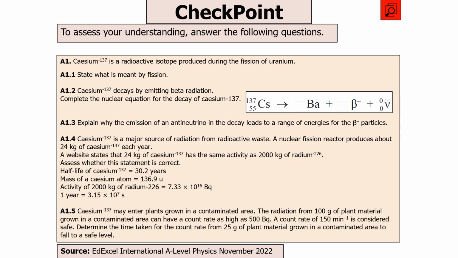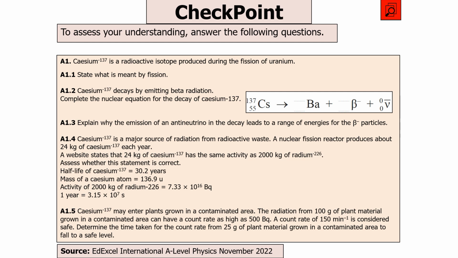A nuclear fission reactor produces about 24 kilograms of cesium each year. A website states that 24 kilograms of cesium has the same activity as 2,000 kilograms of radium. Assess whether this statement is correct, and then cesium may enter plants grown in a contaminated area.